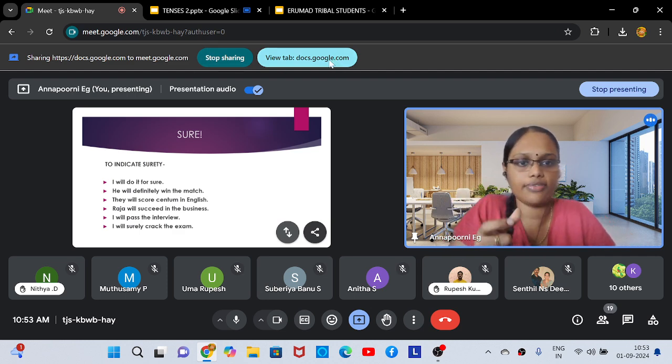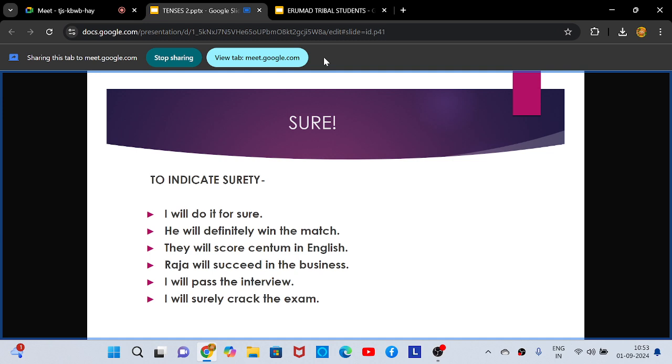Definitely means surely he will win the match. They will score centum in English. What is centum? How much is centum? Full 100%, ma'am. 100%. We call it century, right? If a player takes 100 runs in cricket, we call it a century, right? Similarly, centum means scoring 100. So they will score centum in English.